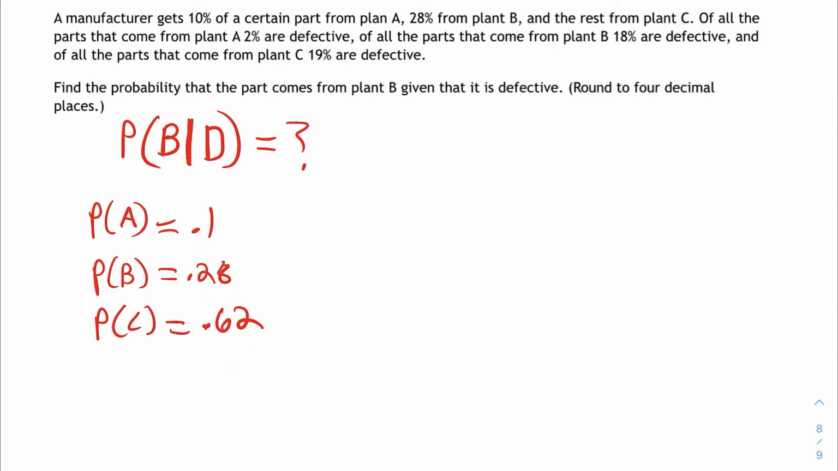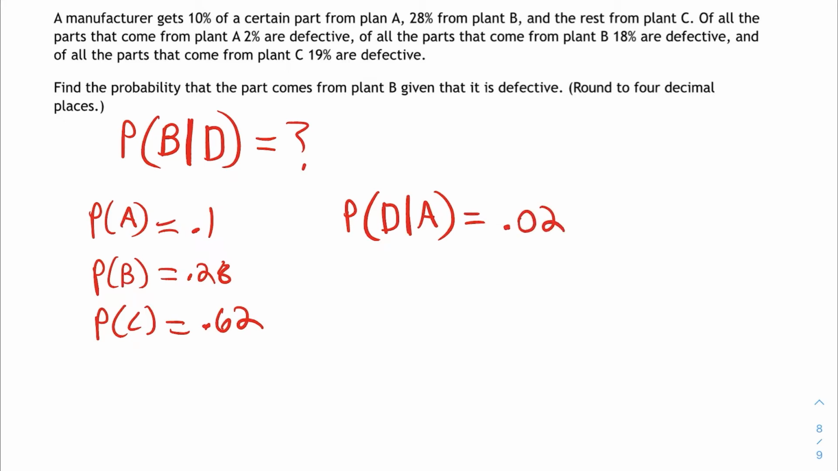All right, so now we have the probabilities. Those are the marginal probabilities of A, B, and C. Let's see what else they give us. They also say, of all the parts that come from plant A, so we're being conditioned on coming from plant A. We know already that the part comes from plant A, and 2% of them are defective. So the probability of being defective, given that the part came from plant A, is 0.02.